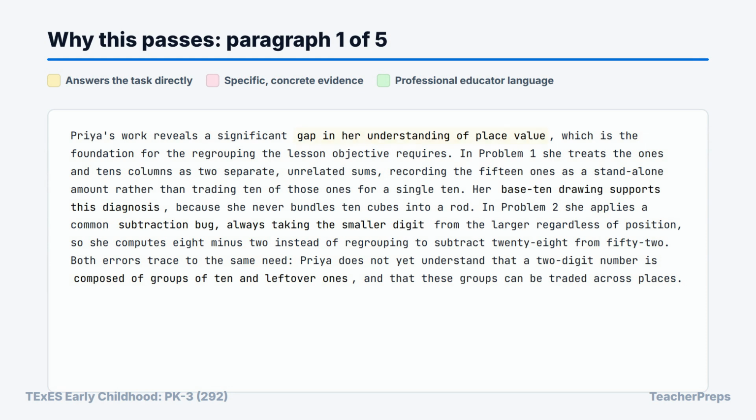Now, let us go back over my constructed response, and let me highlight exactly why this response would receive a passing score. Notice how I open by naming the exact gap, place value understanding, and tying it immediately to the lesson objective of regrouping, which answers task 1 in the very first sentence. I then pull specific evidence from both student work samples, naming what Priya drew and what computation error she made, so the reader sees concrete proof rather than a vague claim. The final sentence synthesizes both errors into a single root cause, using precise language that signals deep content knowledge and earns points on the application of content dimension.